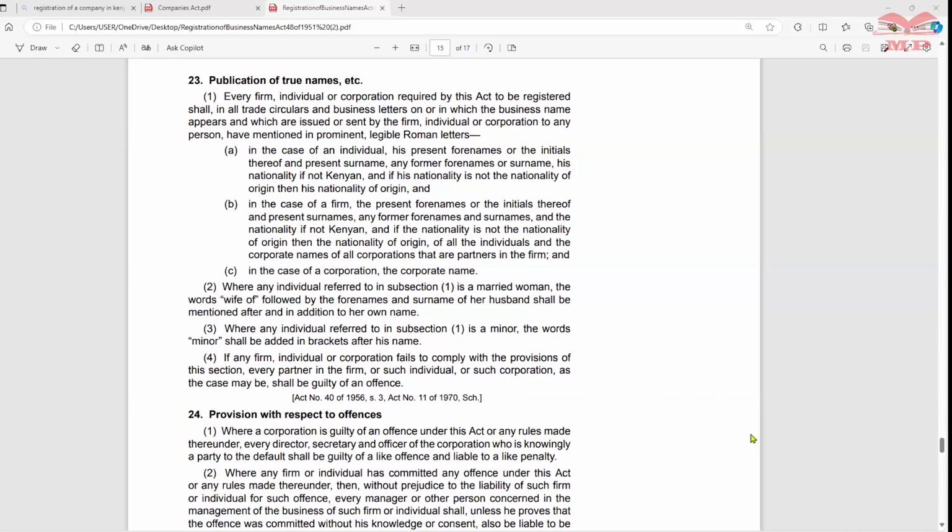So what are the legal effects of articles? Section 22 provides that the memorandum and articles shall, when registered, bind the company and the members thereof to the same extent as if they respectively had been signed and sealed by each member and contained covenants on the part of each member to observe all the provisions of the memorandum and articles.